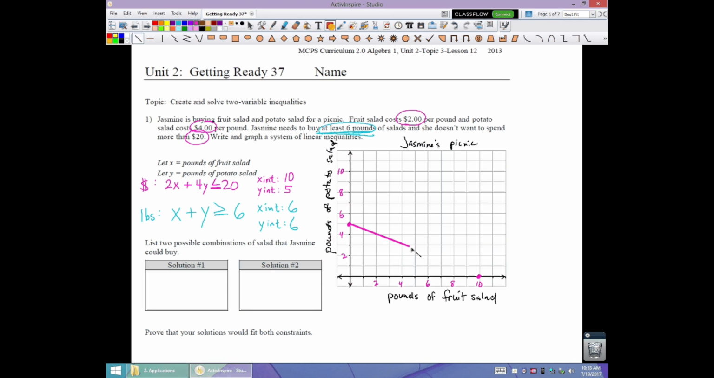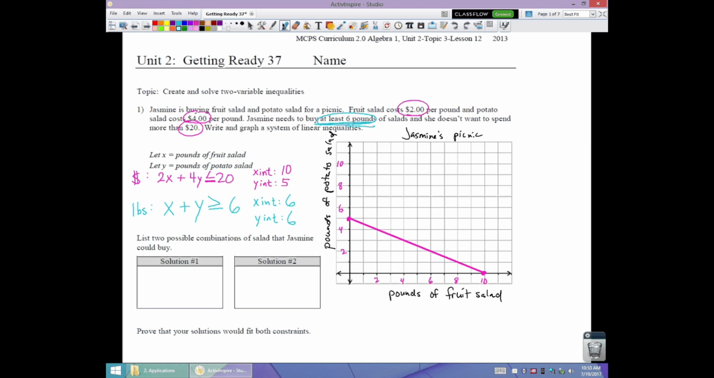And my line will begin and end on the intercepts. I do not extend it into the negatives because X and Y stand for pounds of fruit salad or pounds of potato salad. Those can't be negative amounts. Now, as far as shading, this is the part that is a little bit different if we are using this intercept method of graphing. We cannot trust the inequality symbol in the original inequality.